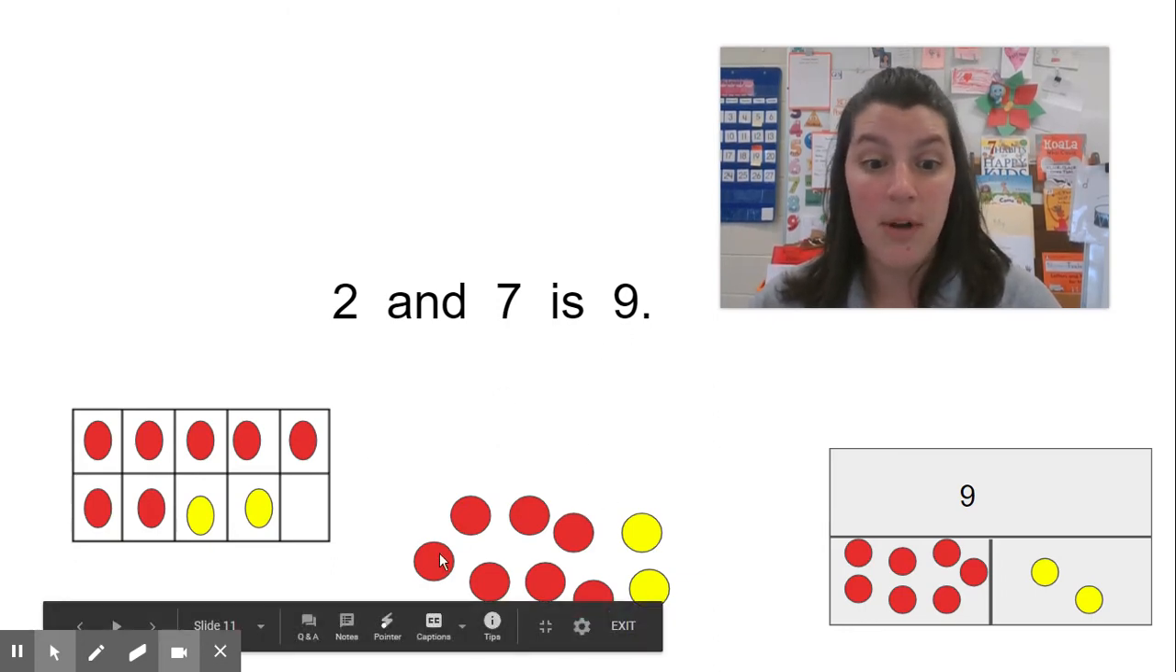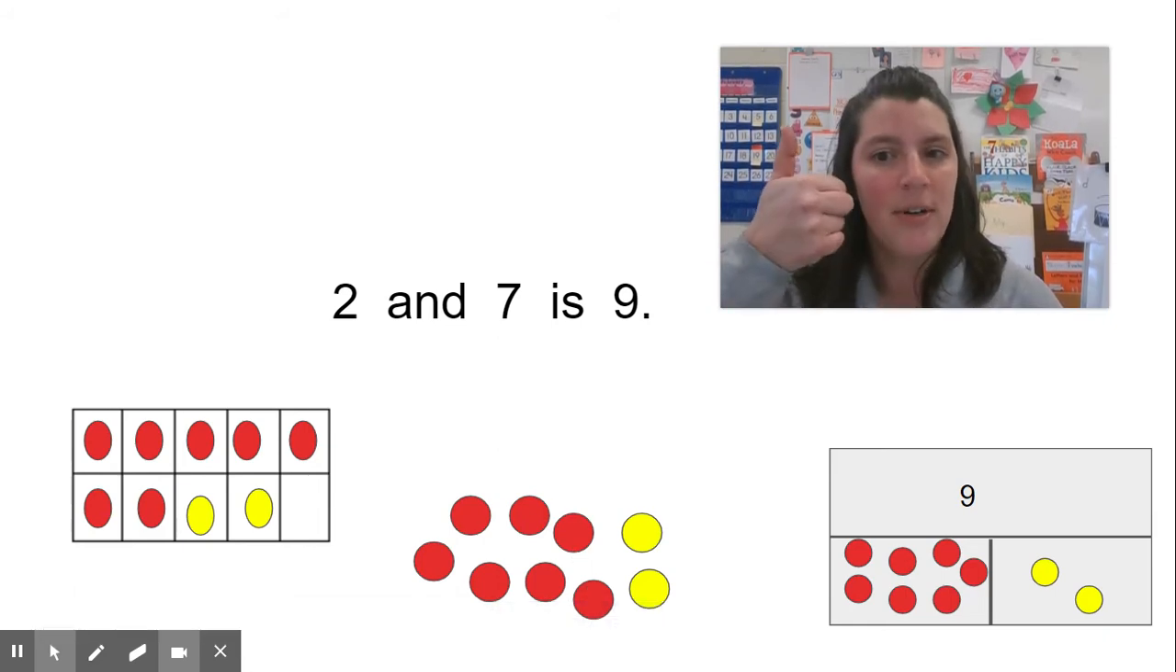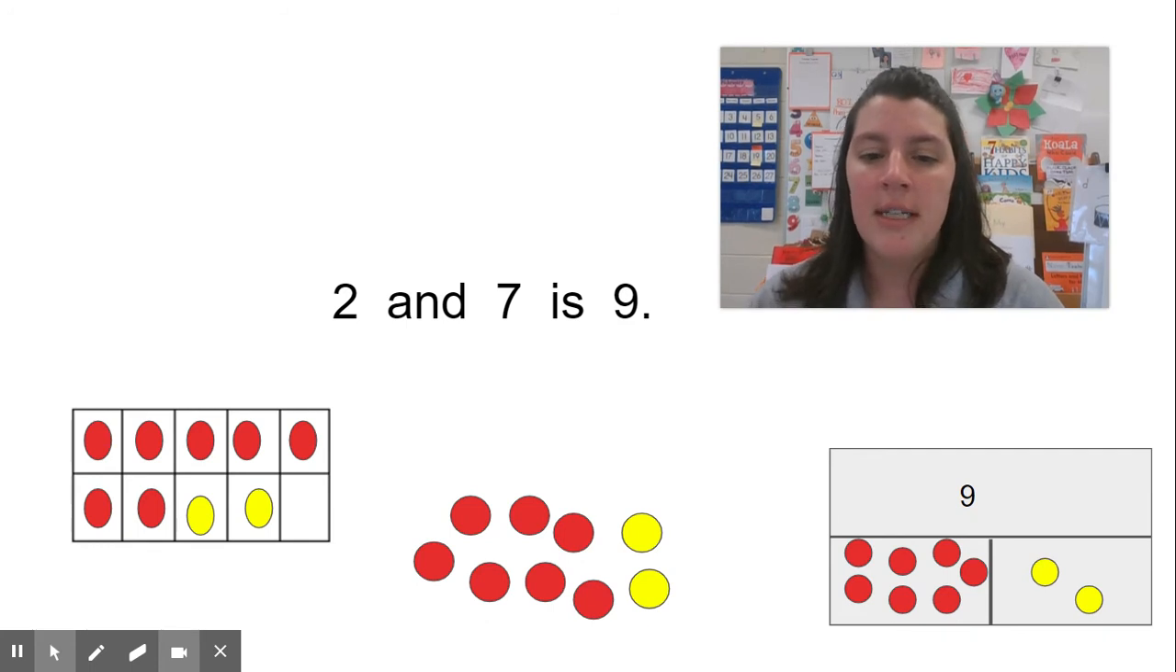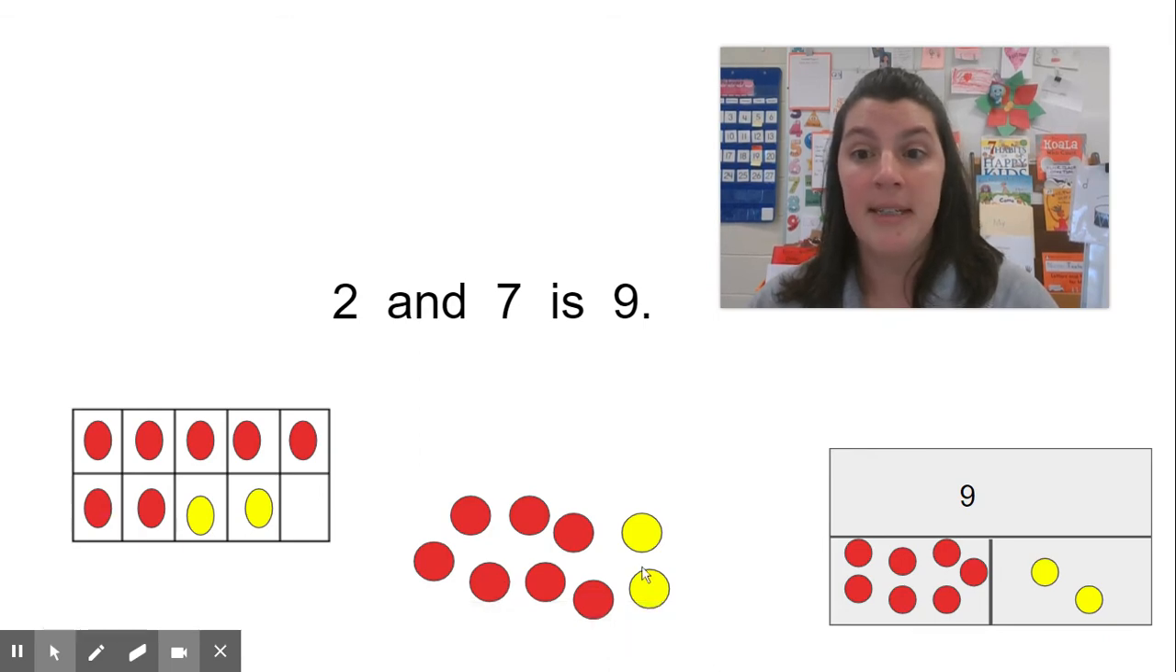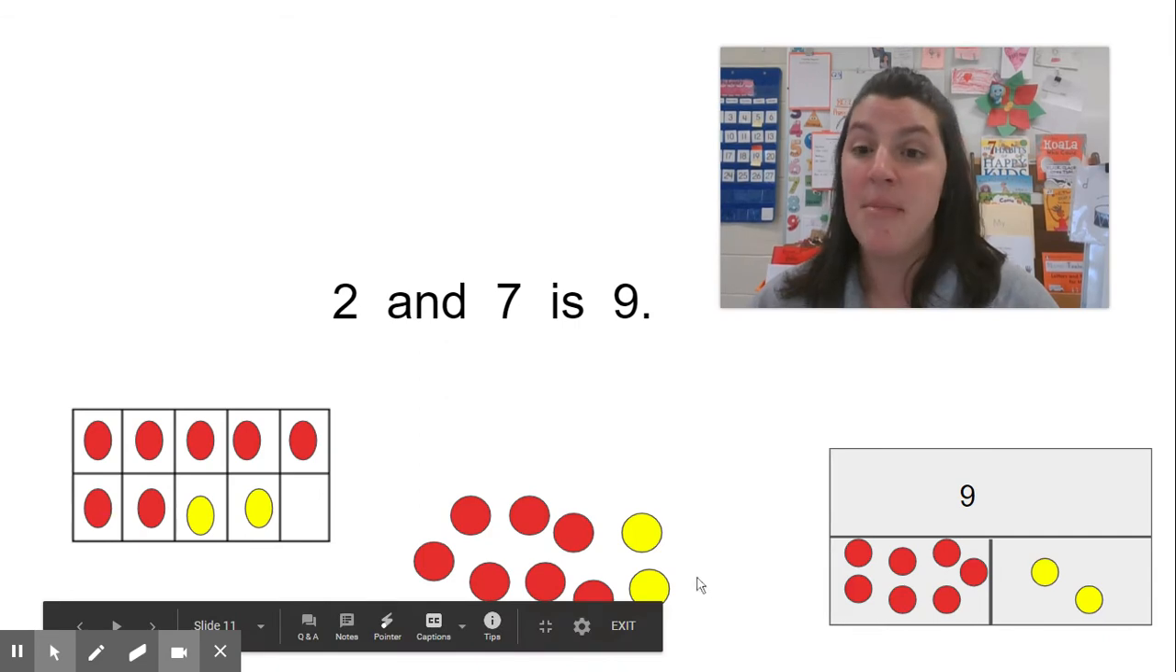Now let's check this one. It's just a picture of the counters. 1, 2, 3, 4, 5, 6, 7 red. Is that the same? We've noticed that in all of our examples, and there are 1, 2 yellow. 7 and 2 makes 9. So that one's another way of showing the same number.